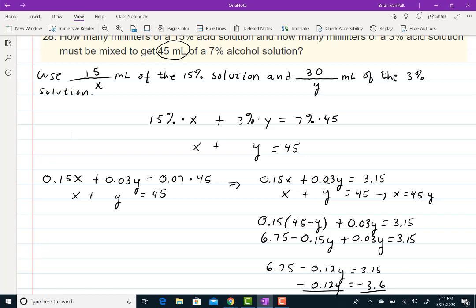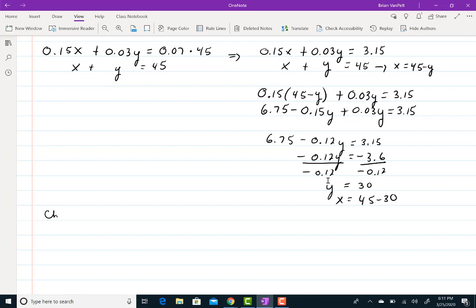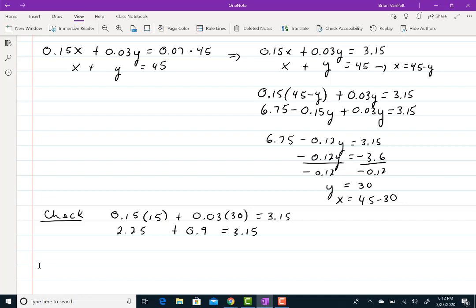So let me check. We're going to do 0.15 times 15 plus 0.03 times 30, and that's supposed to equal 3.15. When I do 15 times 0.15, I'll get 2.25 for that part, and then I'll get, let's see, 90, take 2 decimals, so 0.9 for that part. And certainly that works out.